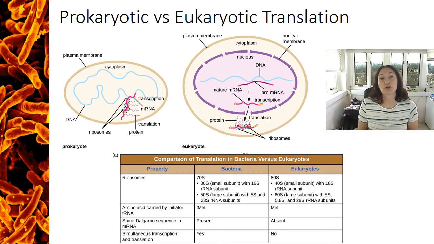Typically, translation will start in prokaryotes before transcription is even finished, so the messenger RNA is still being made as it's beginning to be translated. This makes it a much faster process in prokaryotes because it doesn't have to go through all the processing and waiting to move from one compartment to another, like what happens in eukaryotic cells.